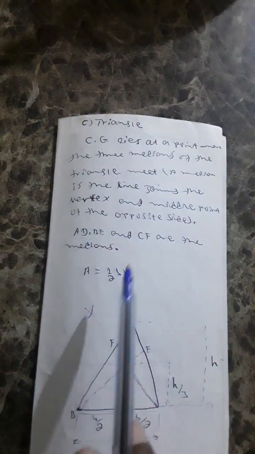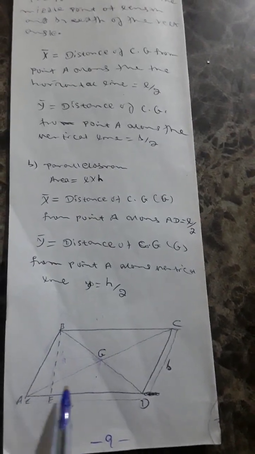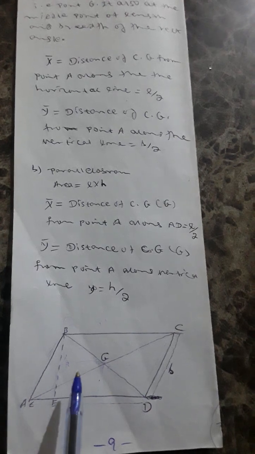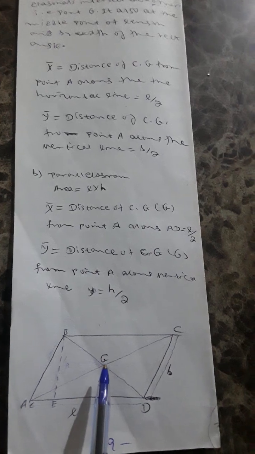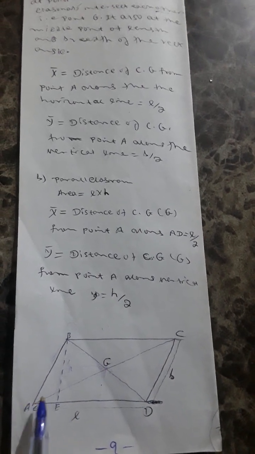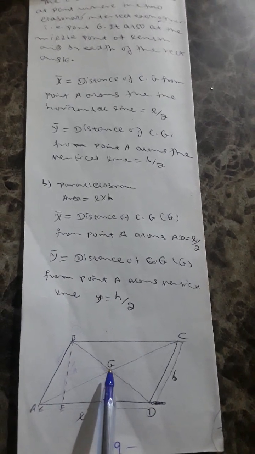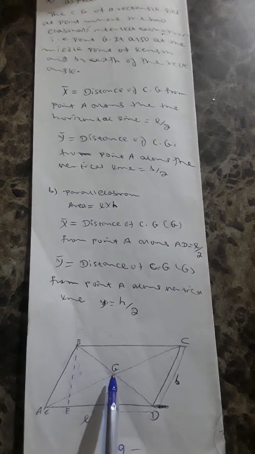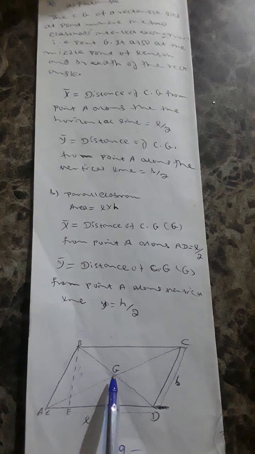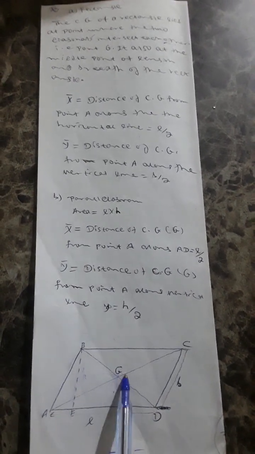Or take for example a parallelogram. The mass of this body is concentrated at this point, the center of gravity. These diagonals intersect at this point. The intersection point is the point where the mass of this object is concentrated. This is the center of gravity. This is L over 2. This is H, this is H over 2.